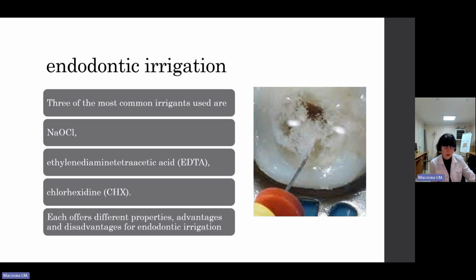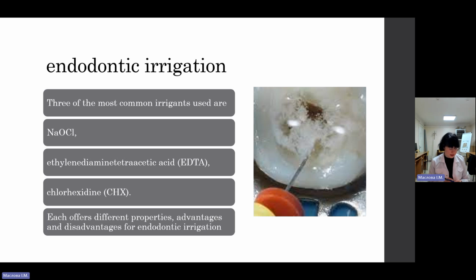Ideally, irrigation should be performed between each file, at least every 2 to 3 files being the minimum. If removal of the smear layer is desired, then an irrigation solution containing ethylenediamine tetraacetic acid should be used. There is no clinical consequence as to whether or not the smear layer should be removed, although there is a suggestion that its removal may have a positive effect on the outcome in retreatment cases.